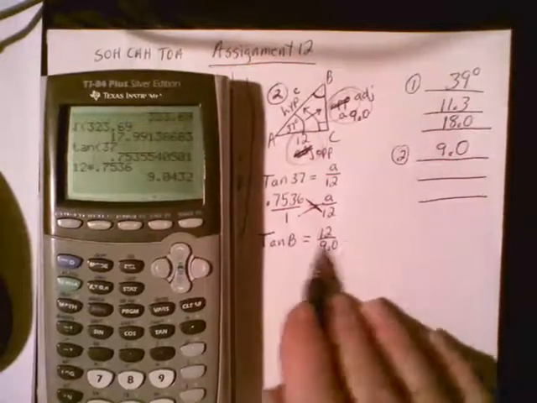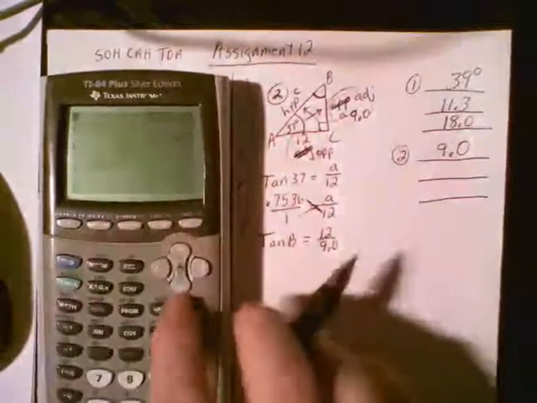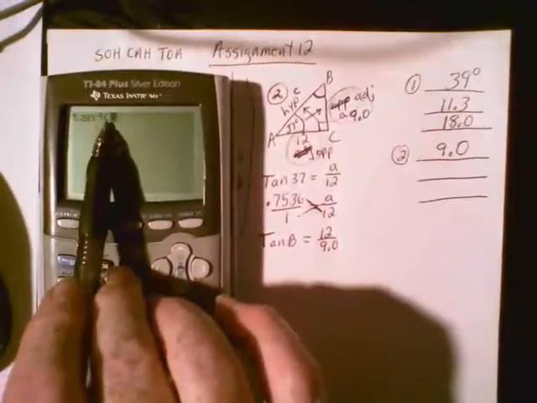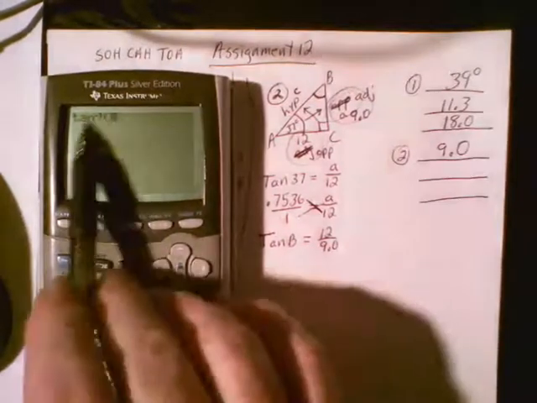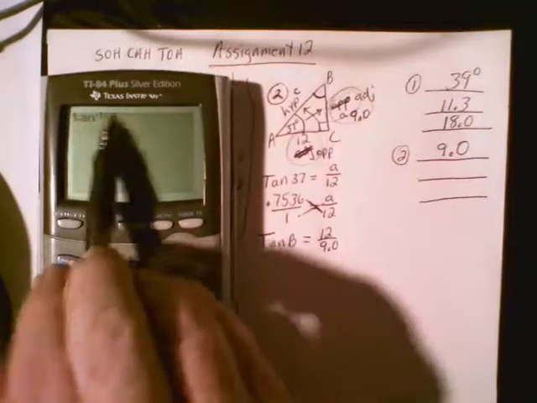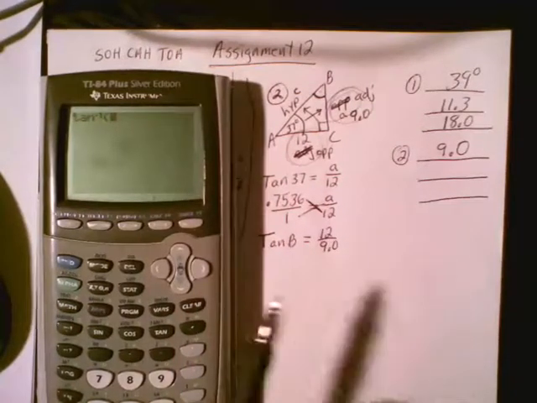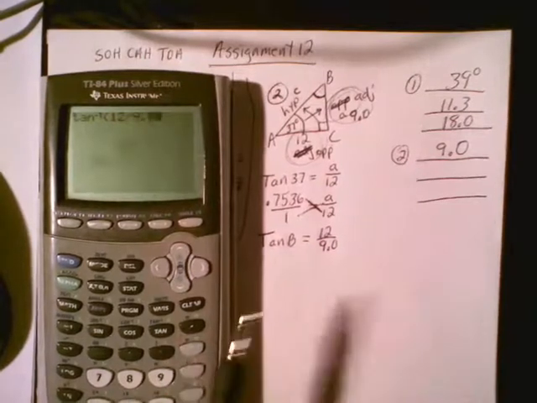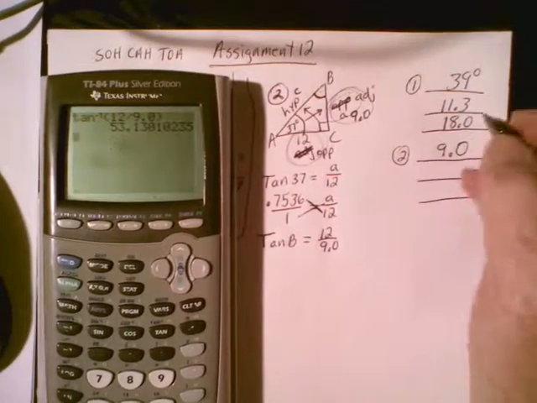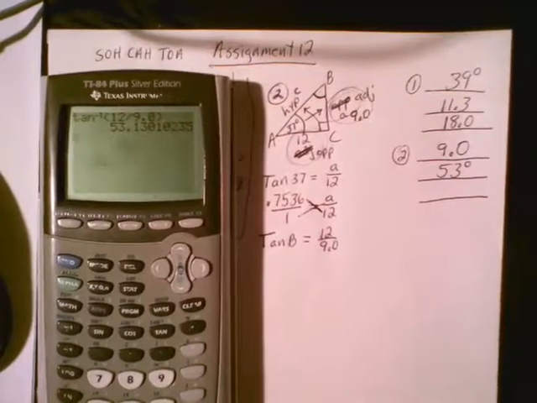And then our calculator will do all our work for us here. We hit second, tangent. Remember, when you hit that, it comes up on your calculator tangent -1. That tells the calculator you're finding an angle instead of just finding the sine, cosine, or tangent. So it's going to give us an angle answer. 12 divided by 9.0, close the parenthesis, hit equals, and I get 53.13. We'll round that off to about 53 degrees since we're looking for an angle.